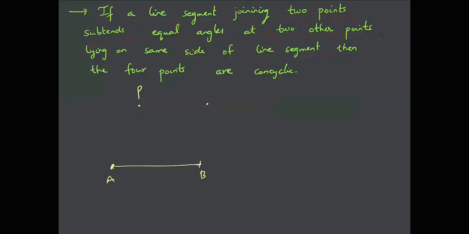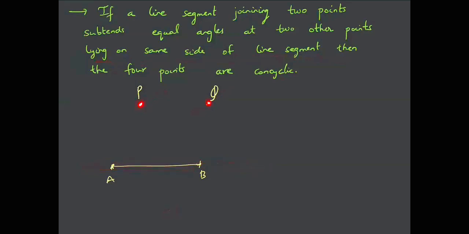Say there are 2 other points P and Q which are lying on the same side of the line segment. What do you mean by same side? Here P and Q are on the opposite side. So if I take a point here and a point here, then these 2 points are on the opposite sides of this line segment. Okay.